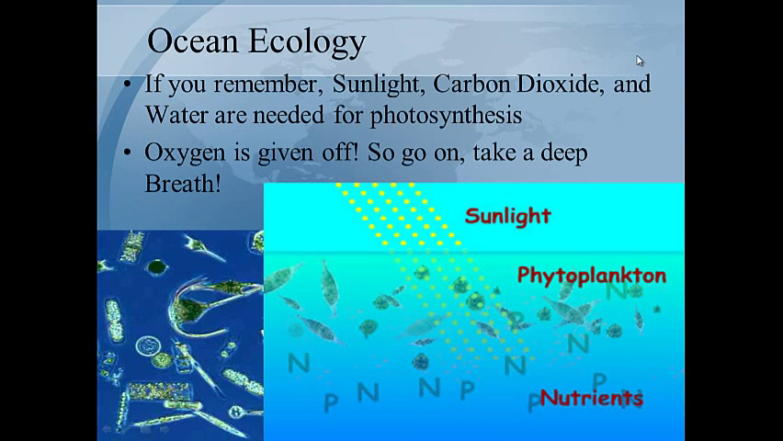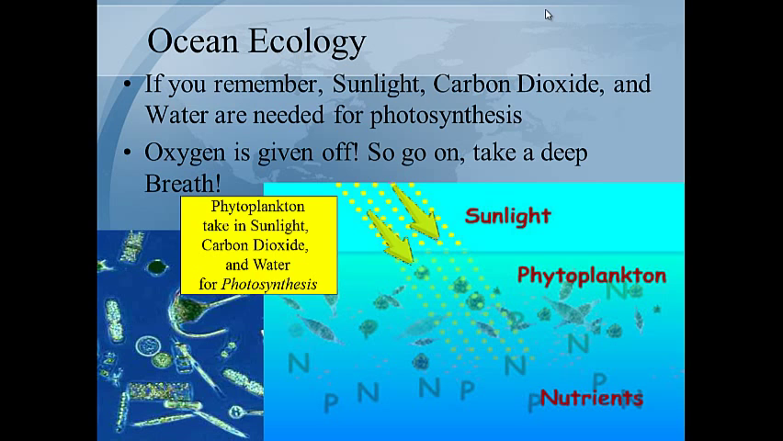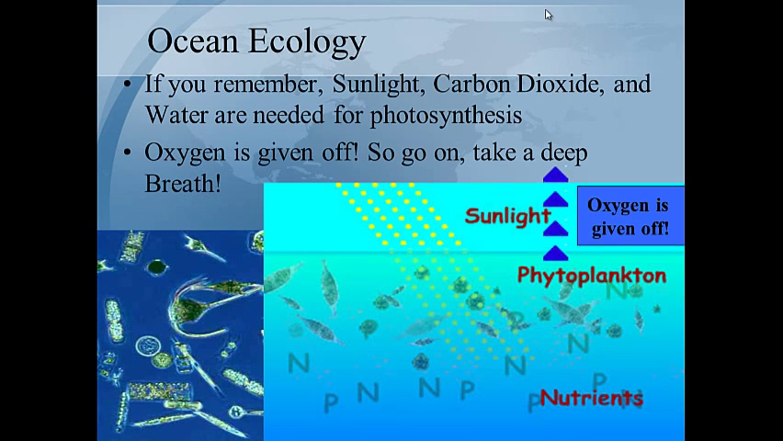Very important. Okay, if you remember, sunlight, carbon dioxide, and water are needed for photosynthesis. So these little guys, these phytoplankton, okay, they take in sunlight and CO2, okay, and they give off oxygen, which is very important for us, right? So these things are very important for the world and for humans, okay?